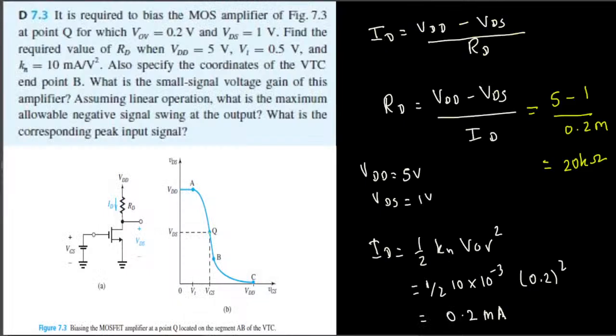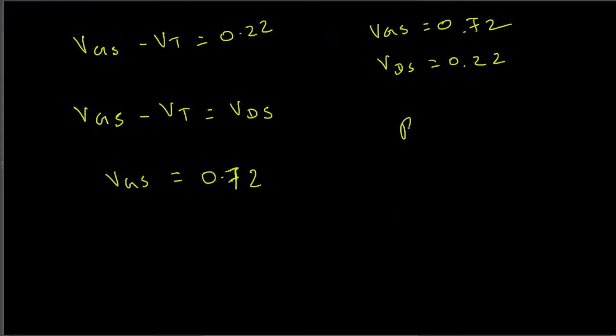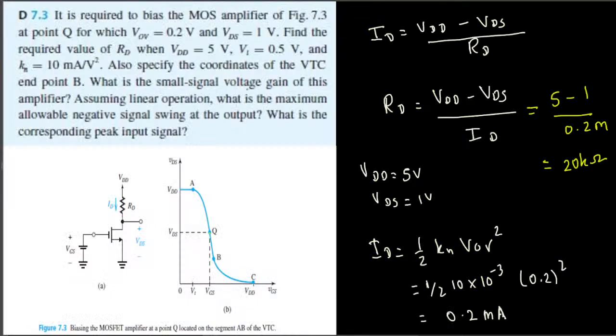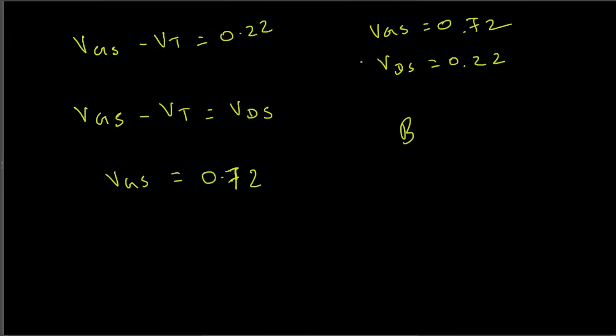So in the B, we are interested in the point B. At this point B, VGS is the x-axis and VDS is the y-axis. So if we express this one, VDS is the y-axis, so that one comes secondly. So this is like B 0.72 comma 0.22. These are the coordinates.